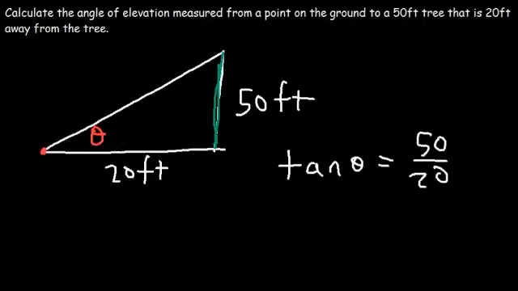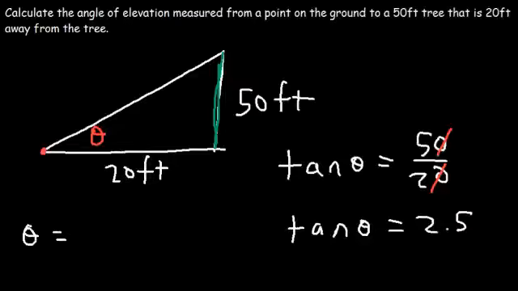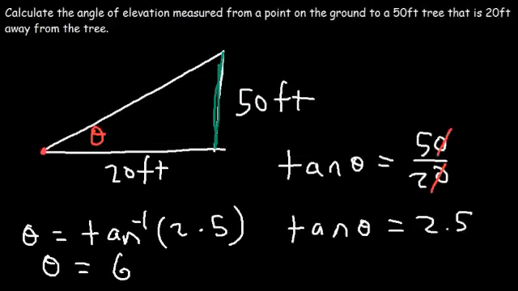50 over 20 is the same as 5 over 2. You can cancel the zeros. And 5 divided by 2 is 2.5. So tangent theta is 2.5. But how can we find theta? To find the angle theta, you need to take the inverse tangent of 2.5. So if you type in inverse tan 2.5, you should get an answer of 68.2 degrees.